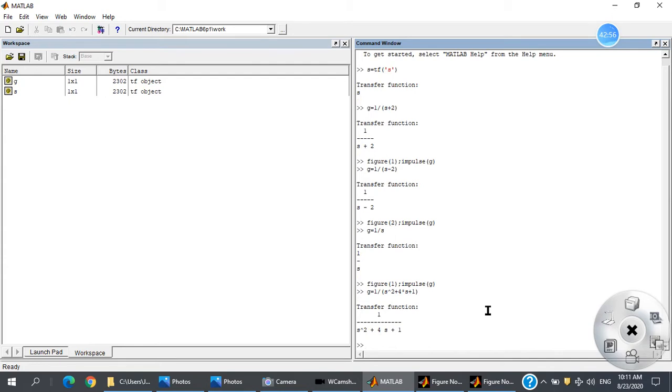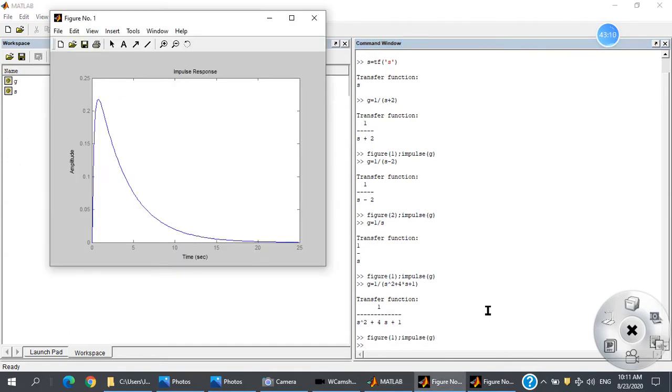Okay, so this is a system G, looks like this. Then we want to know the impulse response. I put in figure 1, impulse response. It looks like this. It's going up. Similar with the input, right? Input is a unit impulse. So the input is just coming up to infinity and then going back to be zero, right?